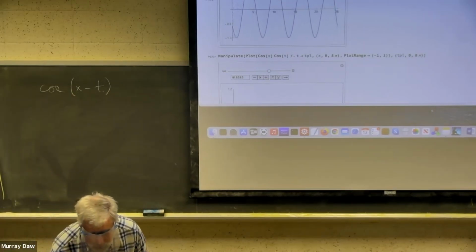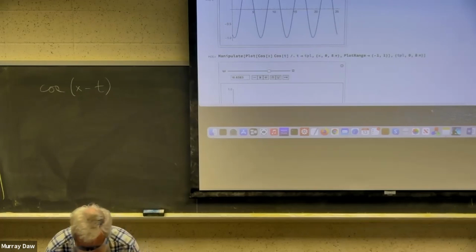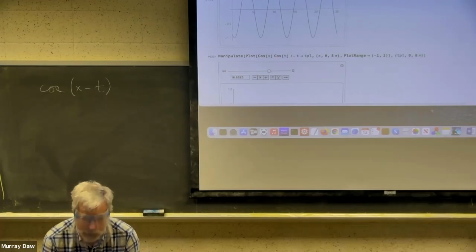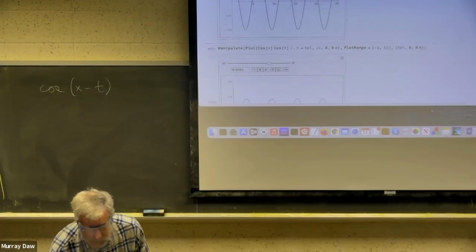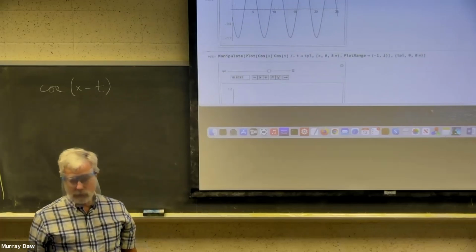So let me stop this and just flip the sign of the argument of the cosine. So now I'm plotting cosine of x plus t. And I'm just going to animate that, and it will travel to the left.